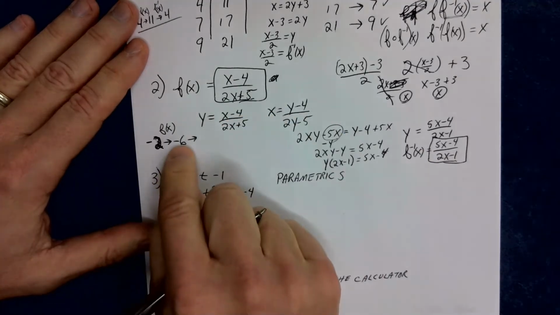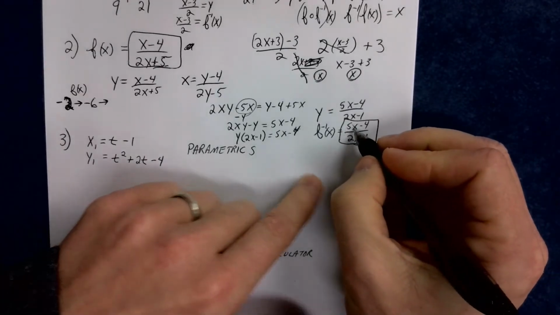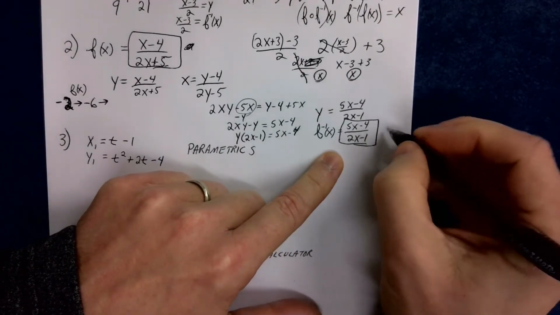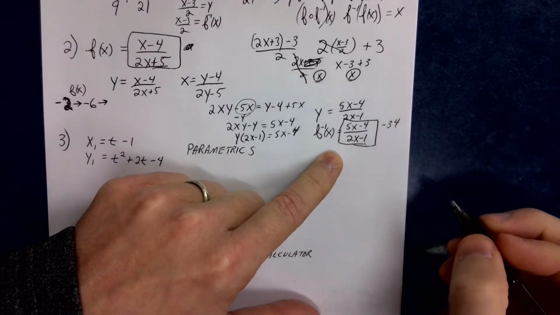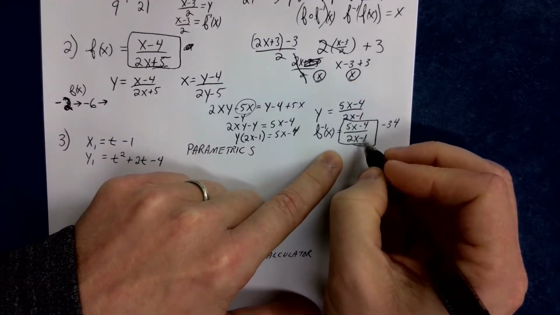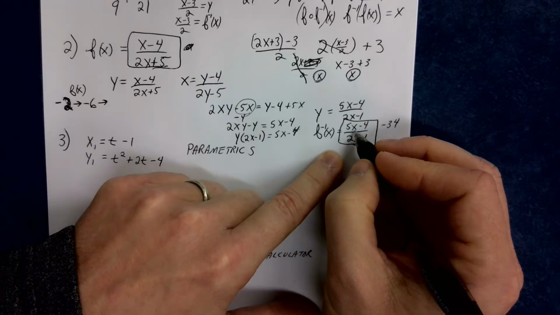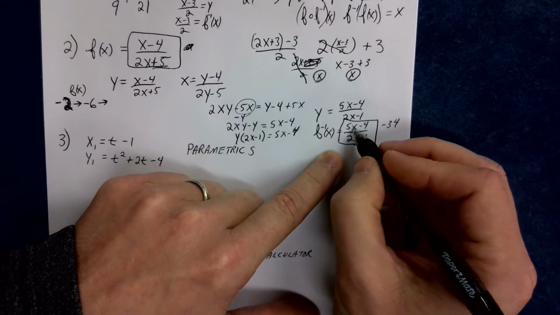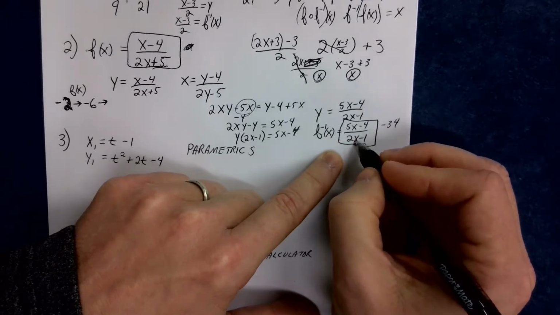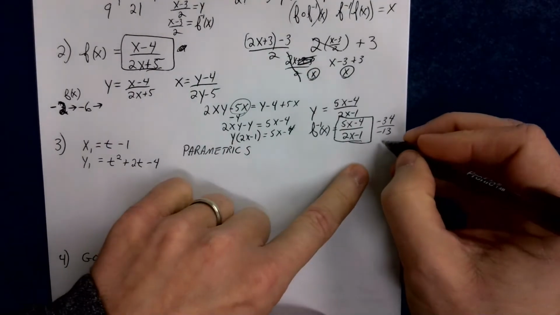Awesome. So that means when I plug negative 6 into this thing over here, I should get negative 2. Let's try it. 5 times negative 6 is negative 30. Negative 30 minus 4 is negative 34. And then 2 times negative 6 is negative 12, minus 1 is negative 13. And that doesn't equal negative 2, and that's sad.